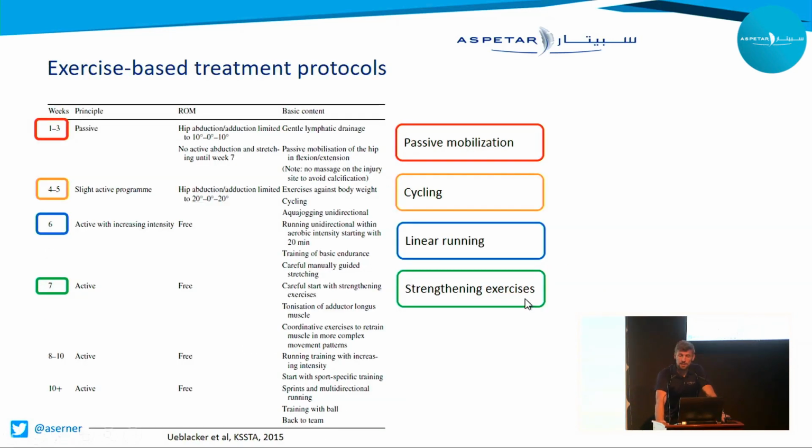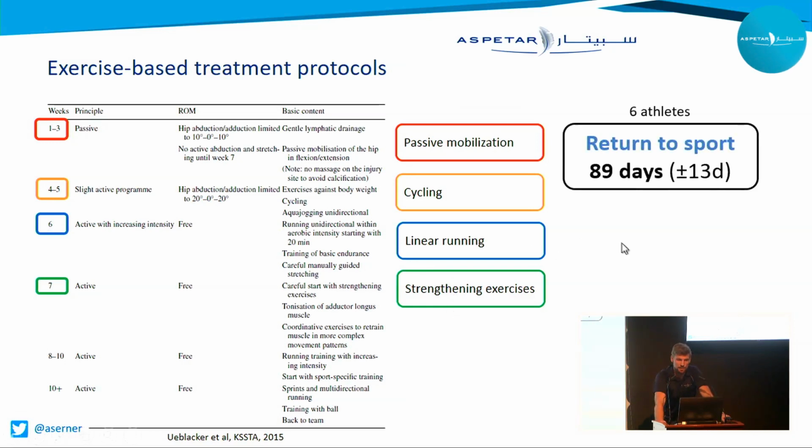So how does it look with the exercise-based treatment protocols? In most cases, these will actually follow the post-op protocols as well. So in this study from Germany, there are 6 weeks of passive mobilization and cycling before they went into linear running and strengthening exercises. So if you use this time-based approach, a little in the beginning, and then not until 6 weeks after we can actually start doing some proper training.